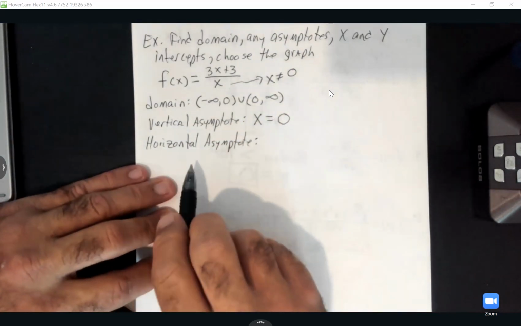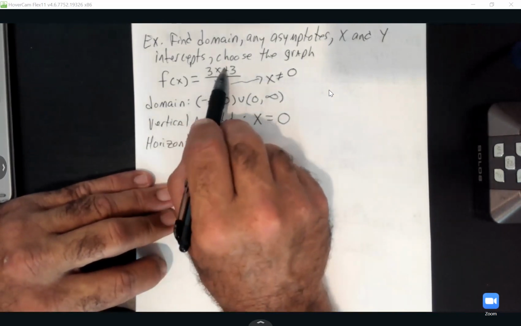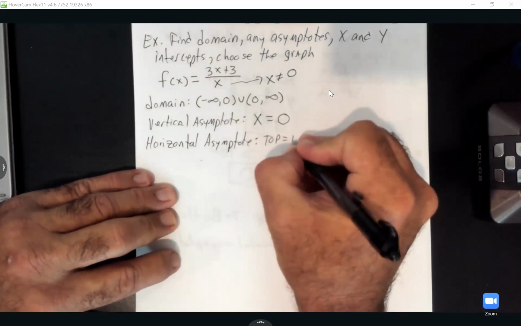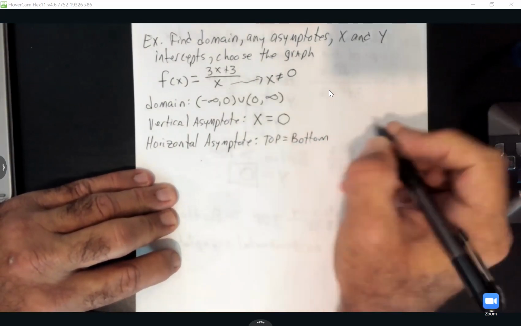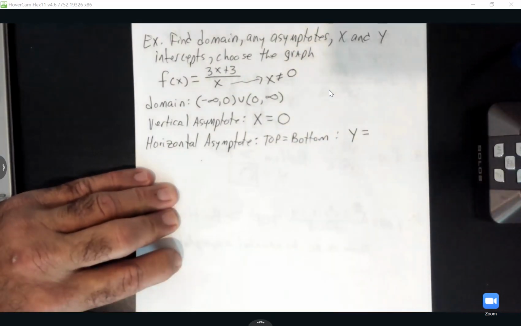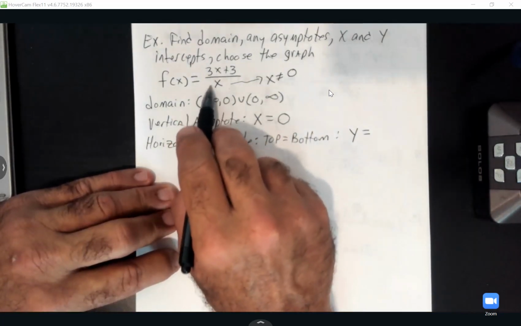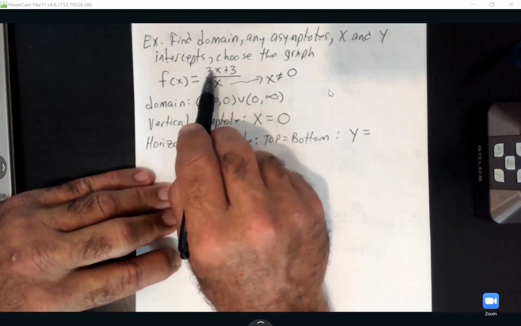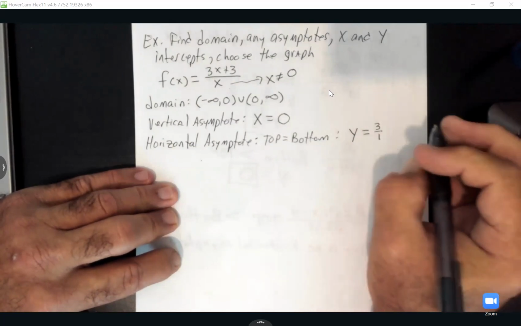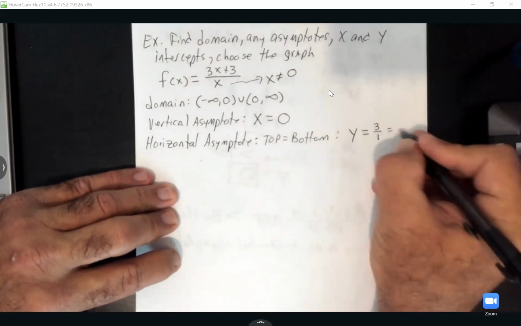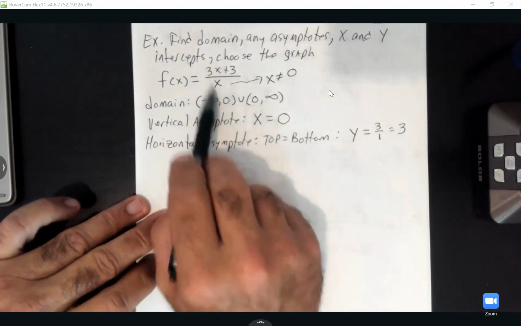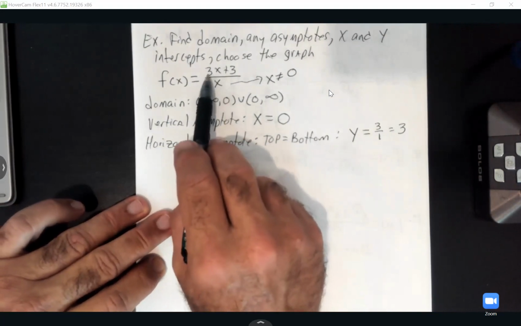So y'all, now I'm looking at my horizontal asymptote. The top degree is a 1, the bottom degree is a 1. So the top equals the bottom. So your horizontal asymptote will be y equals, when they were equal, we looked at the numbers in the front. So this is basically a 3 on top, a 1 on the bottom. So that'd be 3 over 1, which we would simplify down to a 3. Remember, when they're equal, x and x, you're looking at the numbers in the front.